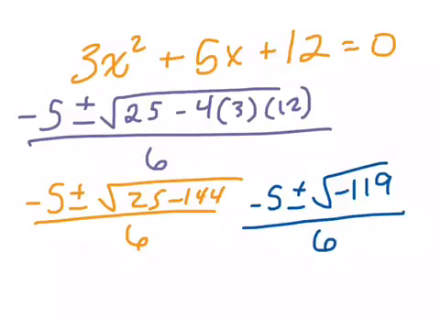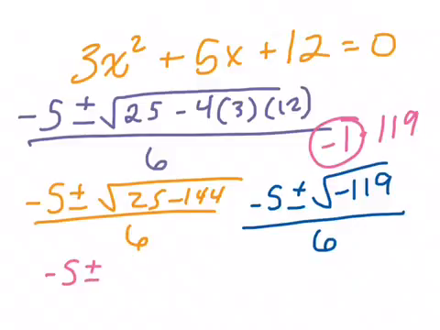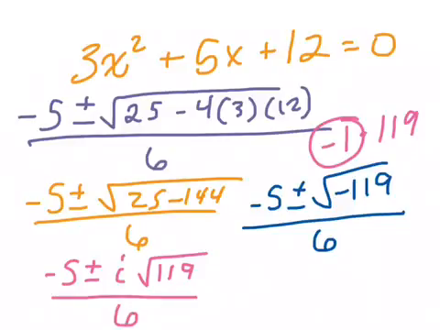Now, 119. Its only factors are 7 and 17, neither of which are perfect squares. So there's not anything that we can pull out of this except just the negative. So we could think of negative 119 as negative 1 times 119. We're not going to do anything with the 119, but we know the square root of negative 1 is i. So I'm going to rewrite this as negative 5 plus or minus i radical 119. The 119 stays in. We didn't do anything with that. Over 6. And this is actually done.